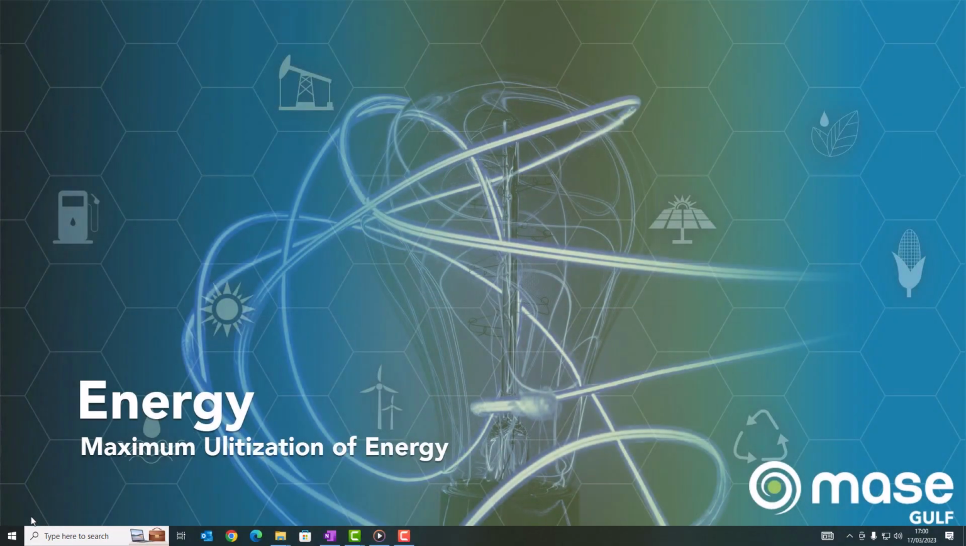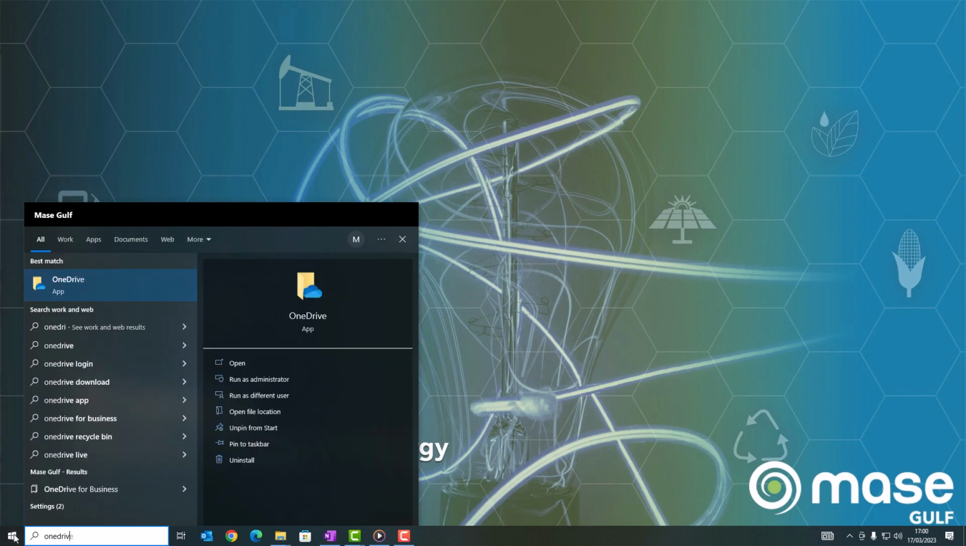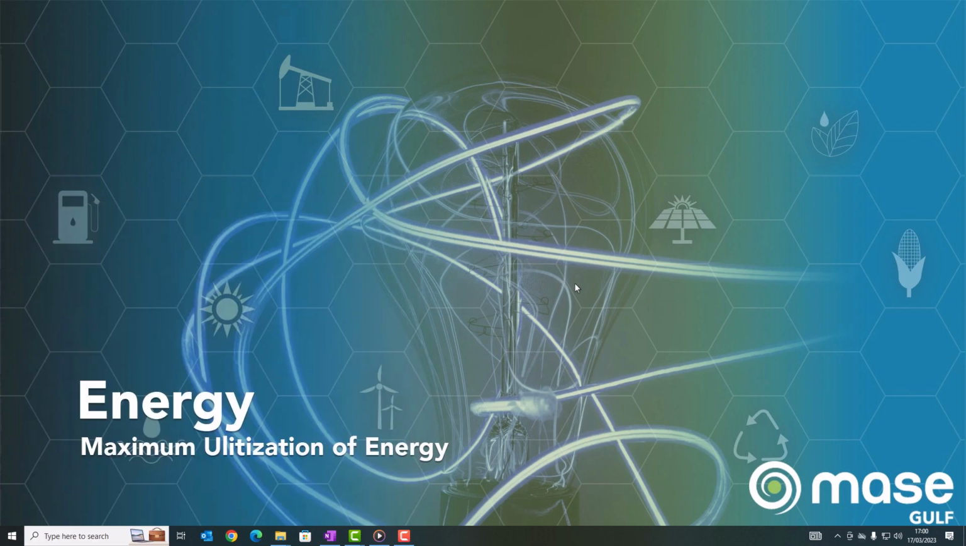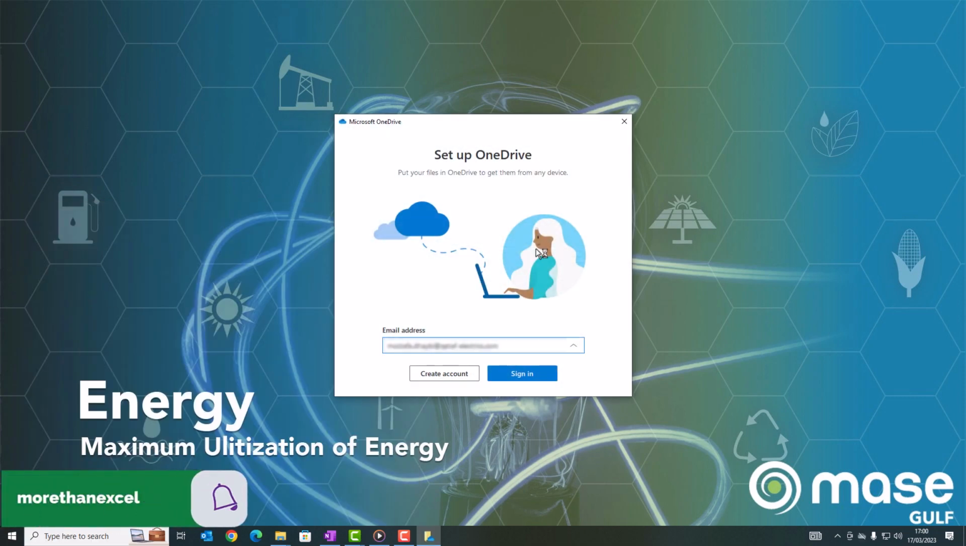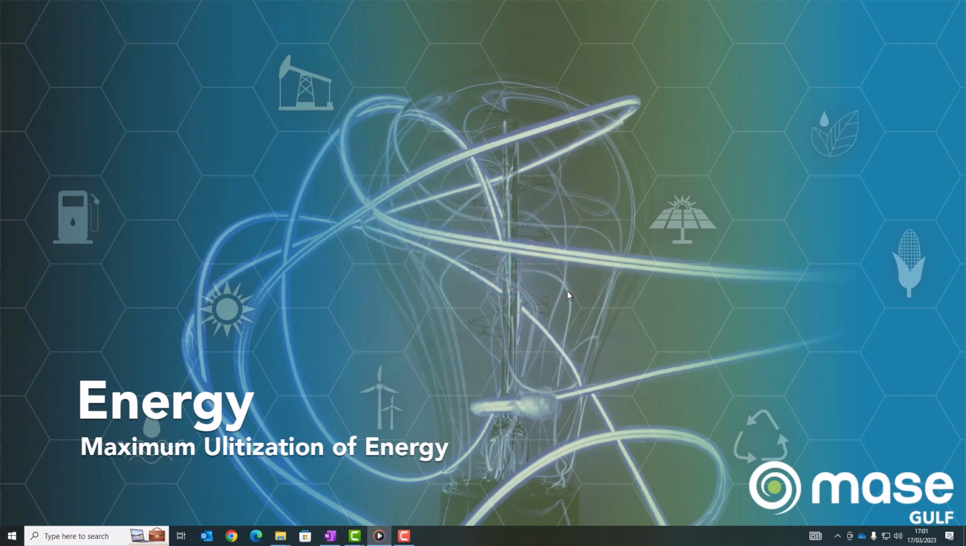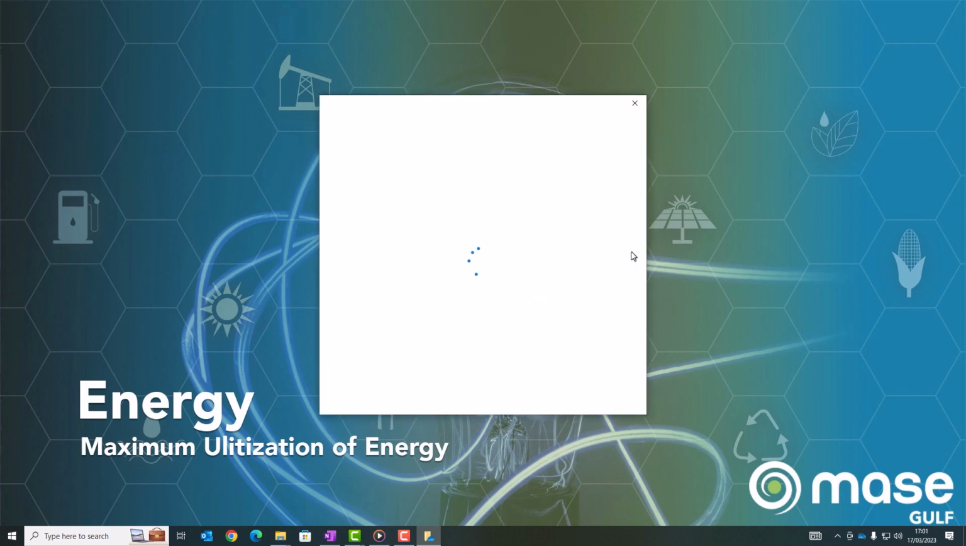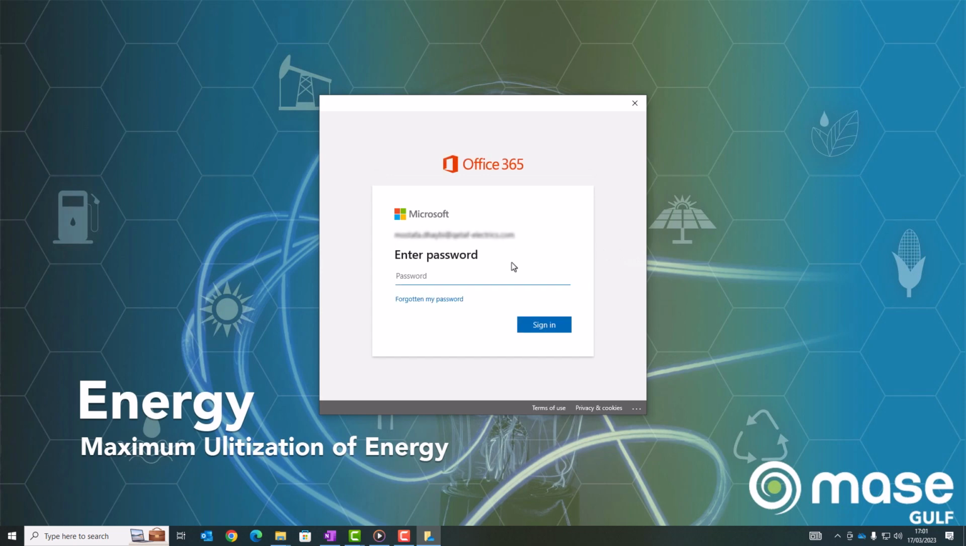First, click on the Start menu and type OneDrive. Then select OneDrive from the results. Next, enter your email address, choose Work or School, select again Work or School account, then enter your password.